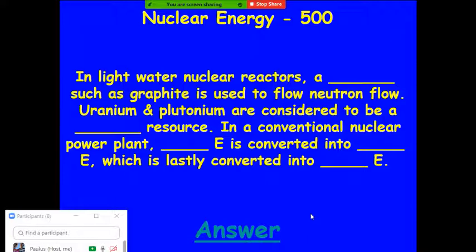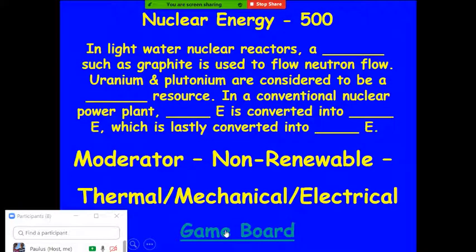All right, here we go. So graphite is used as a moderator. Remember, nuclear energy resources are considered non-renewable because we cannot put them back. Thermal energy, so heat energy, is turned into mechanical energy. That's the turbine being turned, which is connected to the generator. Of course, the generator produces electrical energy.